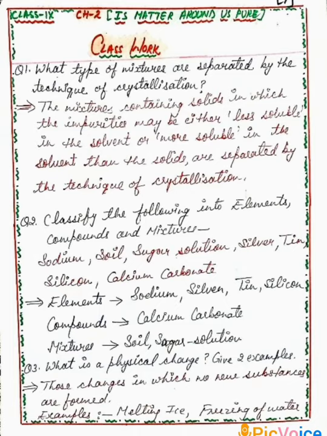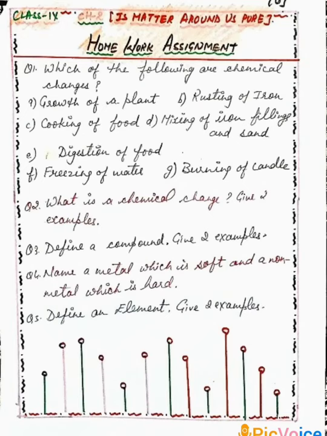Now, question 3. What is a physical change? Give 2 examples. Physical changes are those changes in which no new substances are formed. It is reversible. The examples of physical change are melting of ice, freezing of water, tearing of paper, etc. Okay, clear? Now, let's move to your homework assignment of chapter 2, Is Matter Around Us Pure.